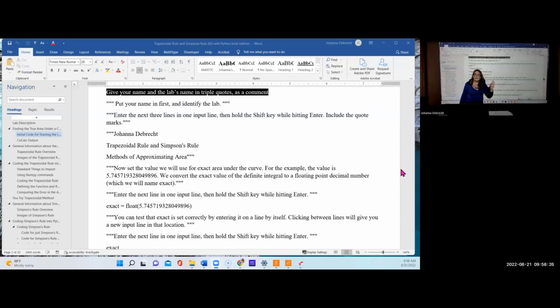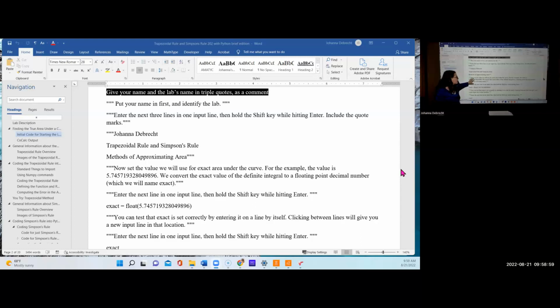Now, in order to get it to execute a line, there are boxes for each individual input space, and we'll see what they look like in a second. So when we talk about a line, we're not talking about one row of letters. We're talking about one box. One box is one line. In order to get the program to execute, we hold down the shift key and hit enter. This is my name, which is right here, Johanna Debrecht, Trapezoidal Rule and Simpson's Rule, methods of approximating area. So this is here in quotes.